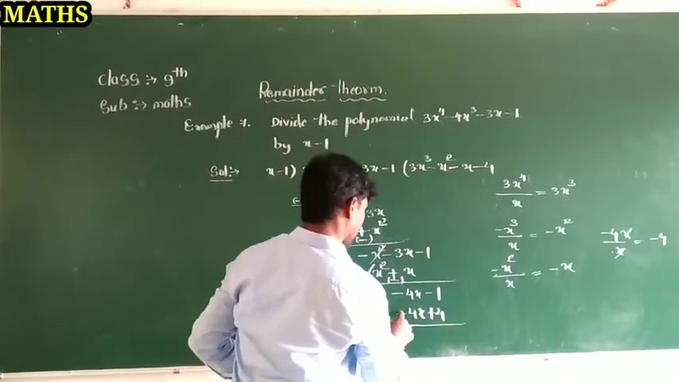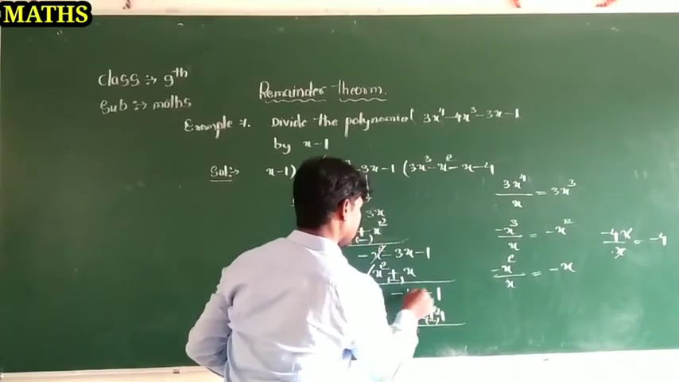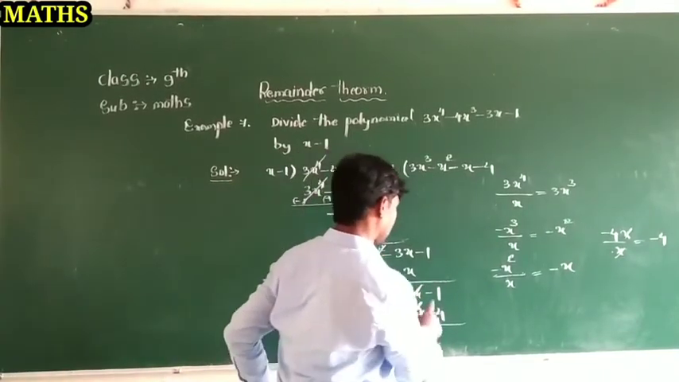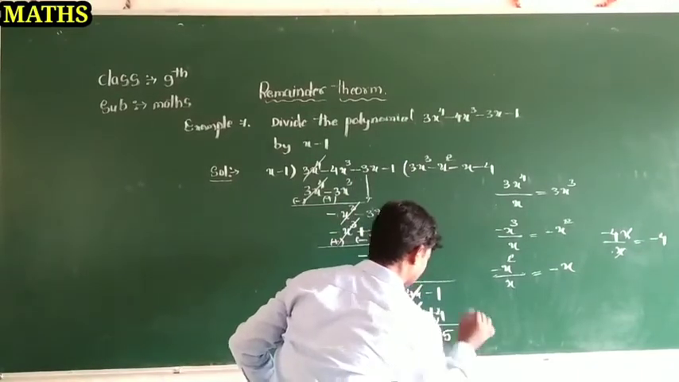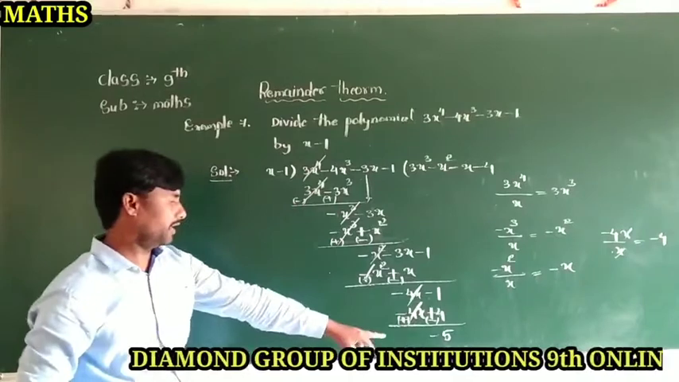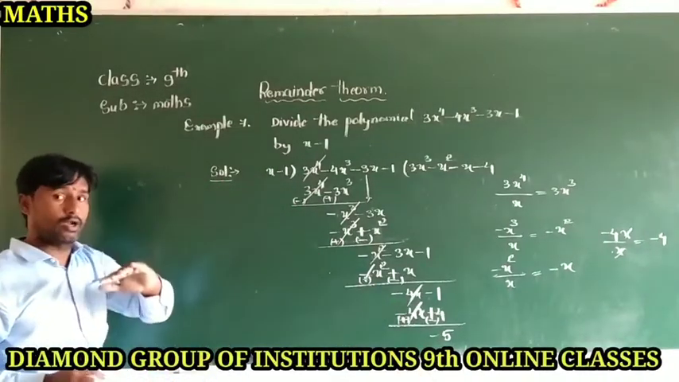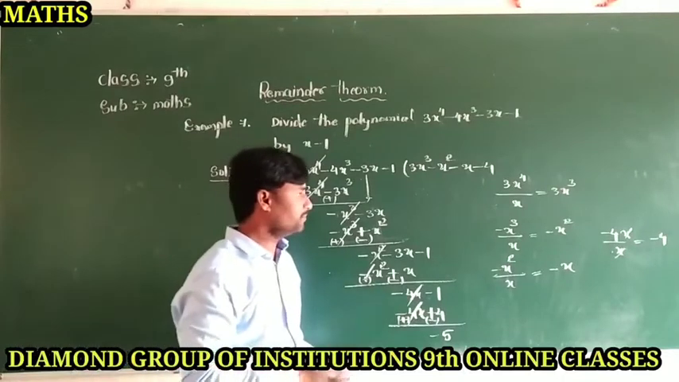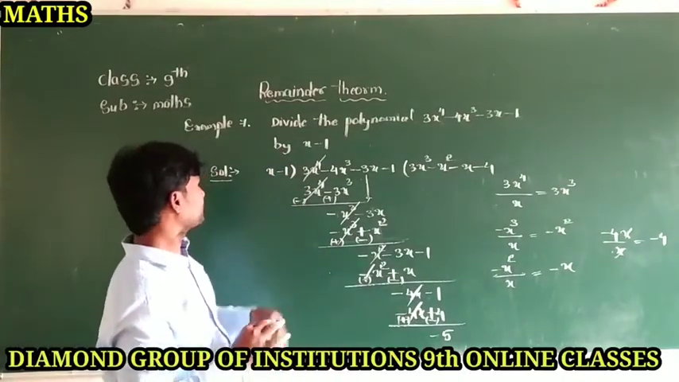Now change the sign. Minus becomes plus, plus becomes minus. Minus 4x plus 4x both get cancelled. Minus 4 minus 1 is equal to minus 5, dear students. The remainder we got here is minus 5. You understood, dear students. One more time I will explain the solution very clearly. You listen carefully and look at the board.